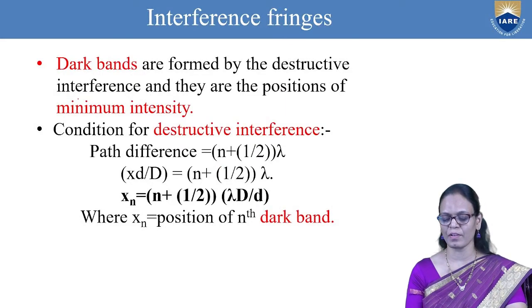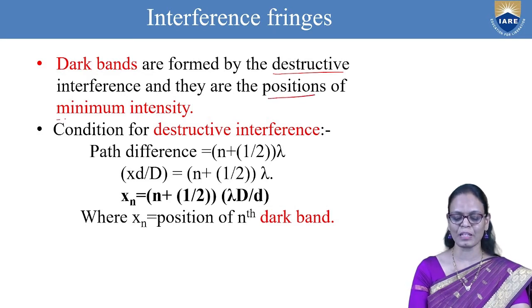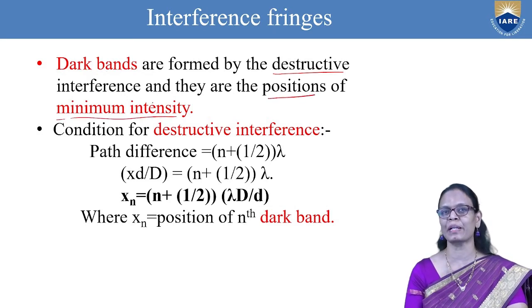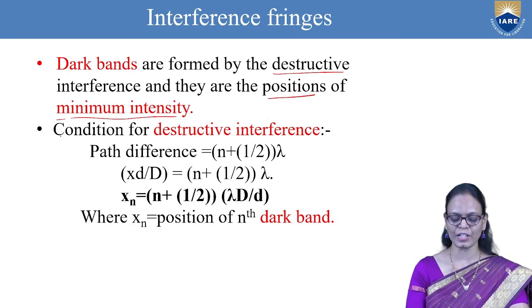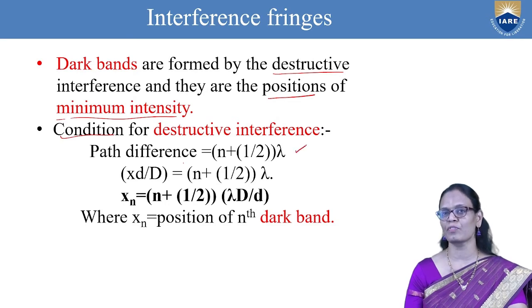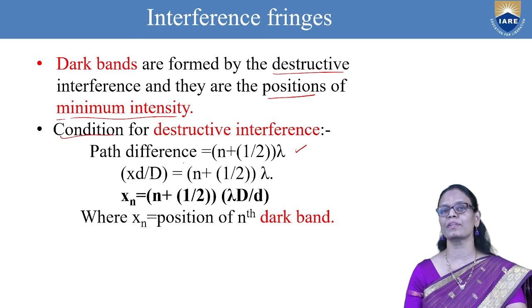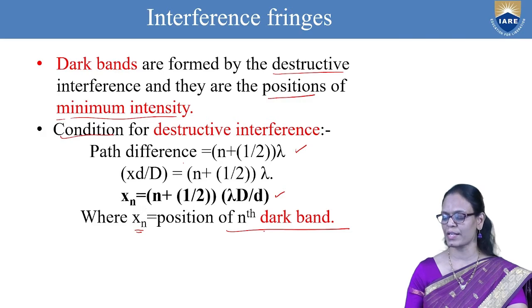Now these dark bands are formed due to destructive interference and they are the positions of minimum intensity. Dark means minimum intensity. Bright means maximum intensity. So what is the condition for destructive interference? The path difference should be an odd multiple of half the wavelength. So x d by D is (n plus half) λ, or xn will be equal to (n plus half) into λD/d. Xn here is the position of the nth dark band from the central band.